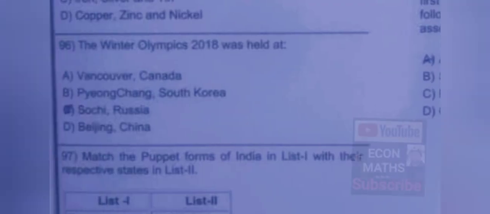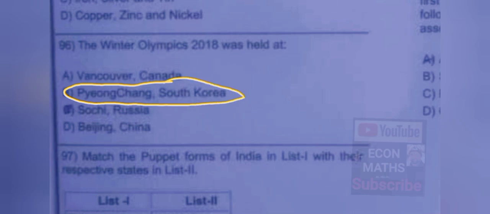Next question is, the Winter Olympics 2018 was held at, the options are Vancouver, Canada, Pyeongchang, South Korea, Sochi, Russia, or Beijing, China. The correct option is Pyeongchang, South Korea.